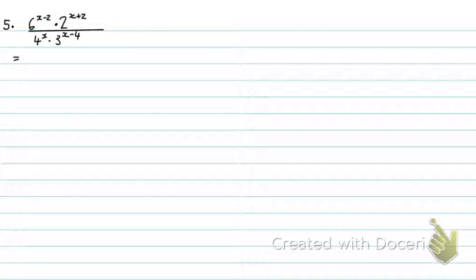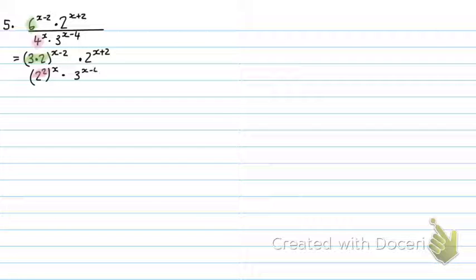Number 5. 6 to the power n minus 2 times 2 to the power x plus 2, over 4 to the power x times 3 to the power x minus 4. First I have to get the prime factors of each base. So 6 is (3 times 2) to the power x minus 2, and 4 is 2 squared to the power of x, and 3 stays the same.